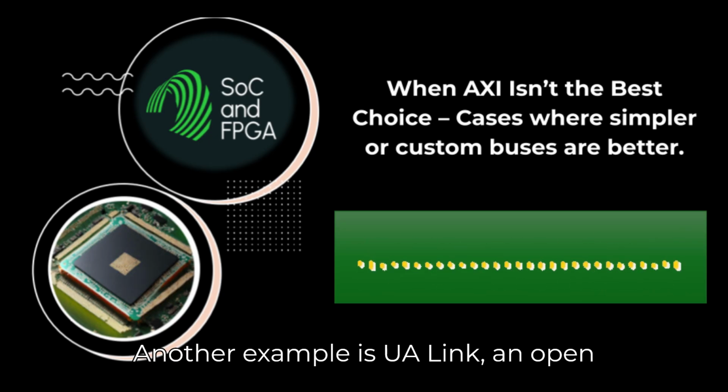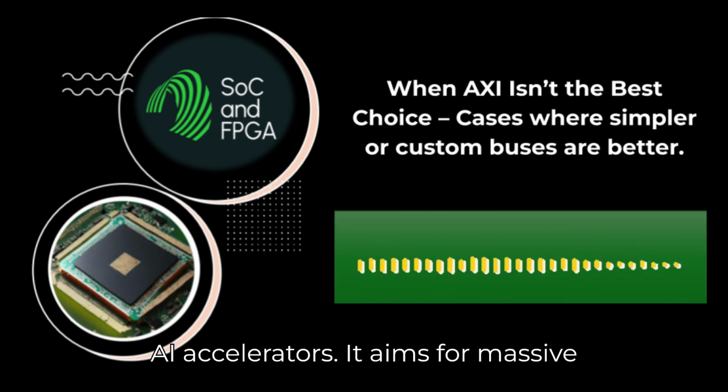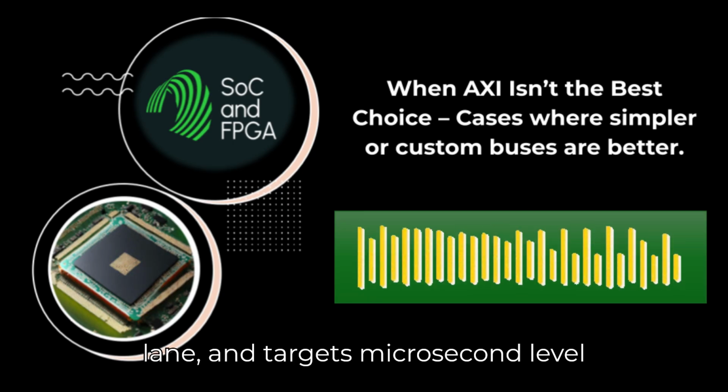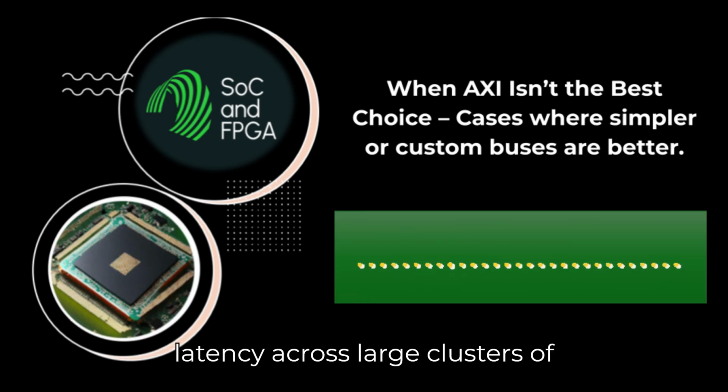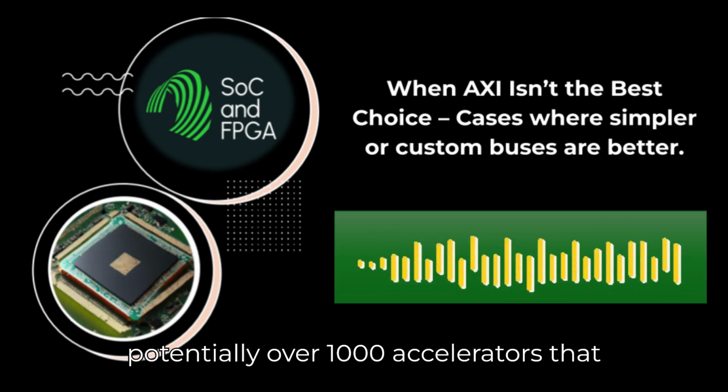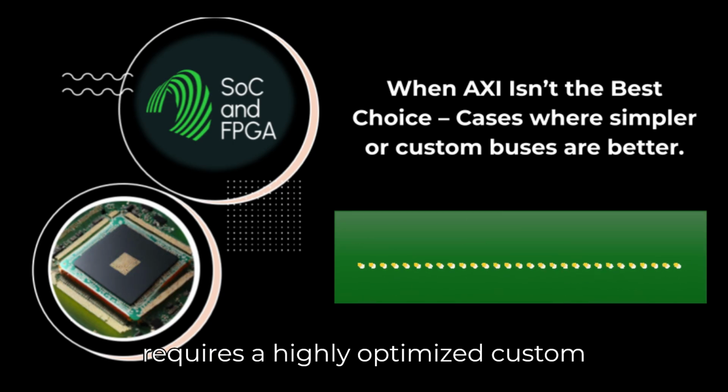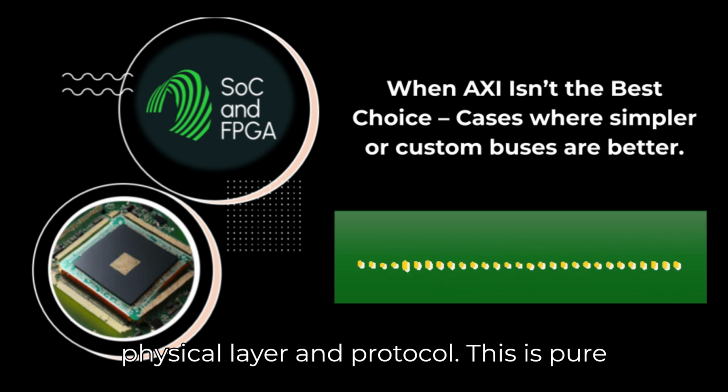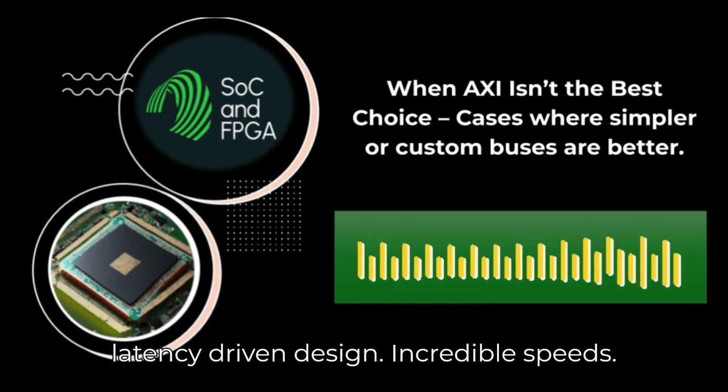Another example is UA-Link, an open standard being developed for connecting AI accelerators. It aims for massive bandwidth, 200 gigabits per second per lane, and targets microsecond-level latency across large clusters of potentially over 1,000 accelerators. That requires a highly optimized custom physical layer and protocol. This is pure latency-driven design.